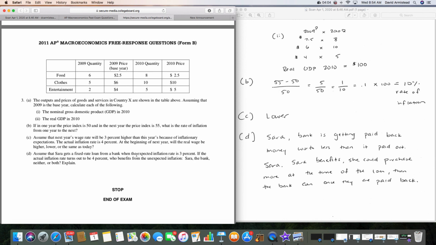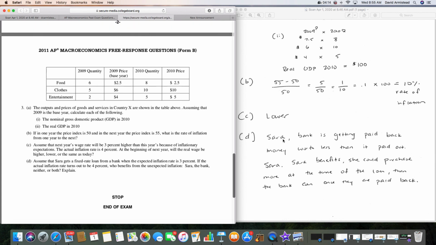Well, if the actual inflation rate turns out to be 4% and that's unexpected, the bank didn't think that. They thought it was going to be 3. They didn't build that into the rate they gave Sarah. So Sarah's going to win. The bank is getting paid back money worth less than it paid out. So Sarah benefits. She could purchase more at the time of the loan than the bank can once they are paid back. Because they didn't build that inflation into the rate they gave her, they're getting money paid back less powerful than what they originally lent out. So Sarah wins, the bank loses. All right? Hope all that makes sense. If you have any questions, let me know.